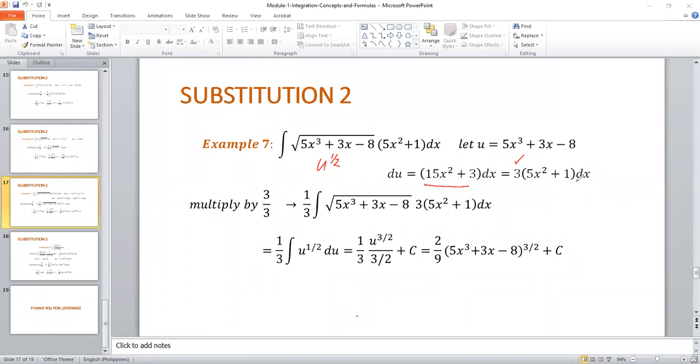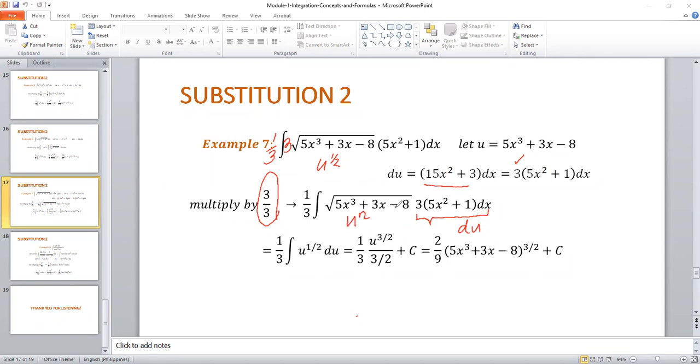Now, seeing this, you already have the 5x squared plus 1 quantity here. So you only need the 3. So I place the 3 here to complete the derivative of your u. And I place 1/3 before the integral. So that's the reason you see here a 3/3. So you have here 1/3 integral of this u raised to 1/2 because it's under the square root sign as this, and this entire thing is the du, and this is your u raised to n.